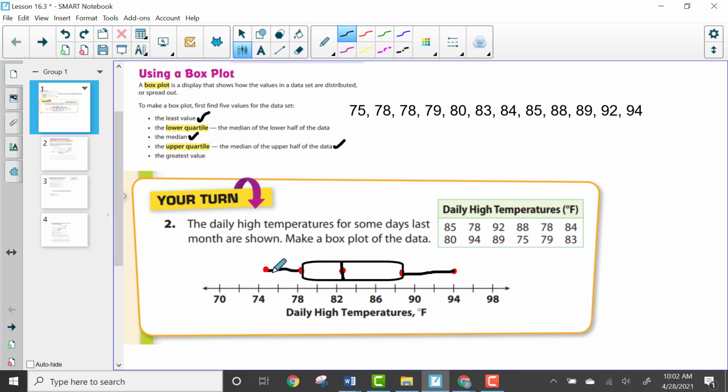So what do these different dots mean? Or what do these different parts of my box plot mean? Again, we can see this is the least value, my first dot. Lower quartile, this is the median. The median is within your box, but there's a line going through that dot representing that it's the median. We have the upper quartile, and then also we have the greatest value. So this is how you create a box plot from a set of data.